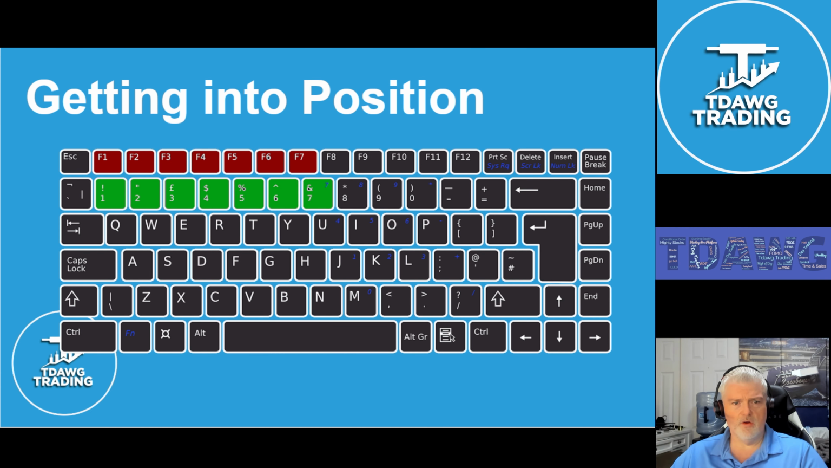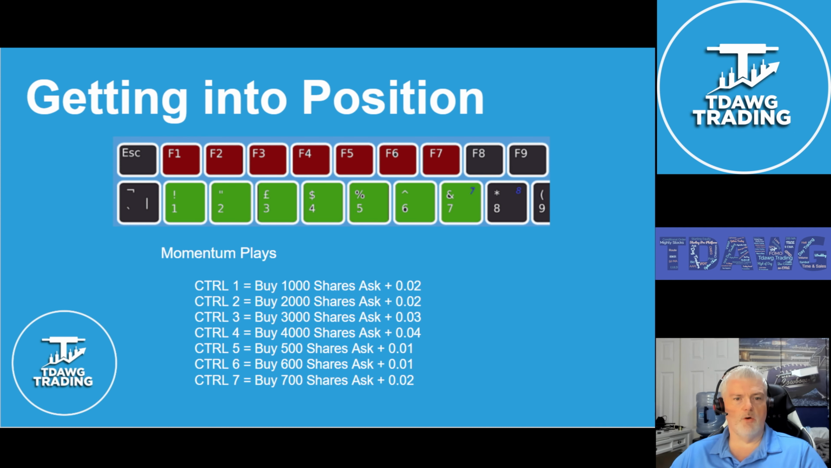This is a sample keyboard, and these are the colored keys I use for taking a position. Let's start with momentum plays. As you can see, I've got 1 through 7 here, using Control. Some people will use Shift. I actually started out using Shift, but I moved to a broker that only allowed Control. When I was switching back and forth between brokers, I found myself getting confused, so I made everything unilateral and ended up moving to Control versus Shift.